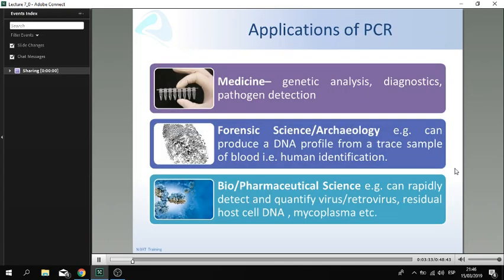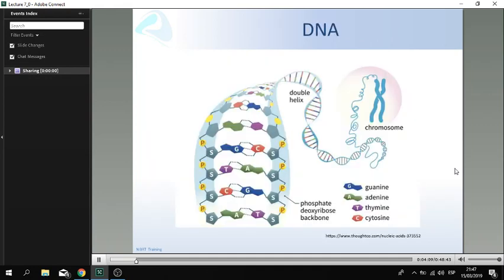It is used everywhere, so in medicine we use it for genetic analysis, for diagnostics, for pathogen detection as well. Where it's really popular is in forensic science and archaeology, where you can use even small traces of DNA for human identification. And then in biopharmaceuticals, as I said, it can be used to rapidly detect and quantify the amounts of viruses that we might have, residual host cell DNA, or small bacteria such as mycoplasma that is quite hard to detect in some other ways.